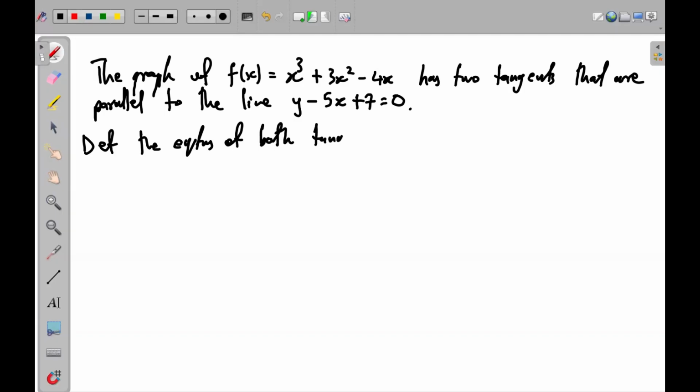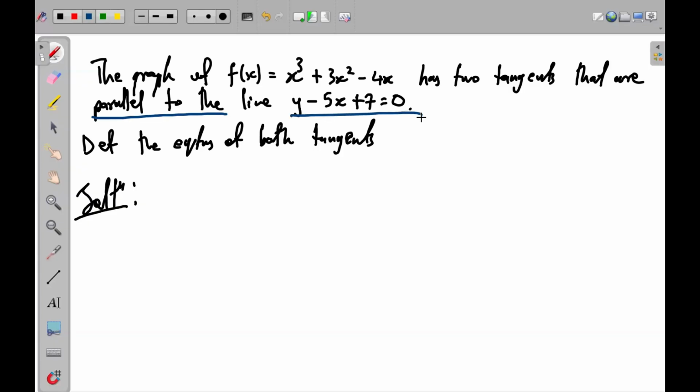As I said, my handwriting may not go with what I say, but please do believe what I say. By the time we finish this topic, you would all be used to this writing, I promise you. So my apologies. Okay, let's look at the solution to this beautiful example. I've got a cubic function. It has two tangents. These tangents, keyword, are parallel to this line.